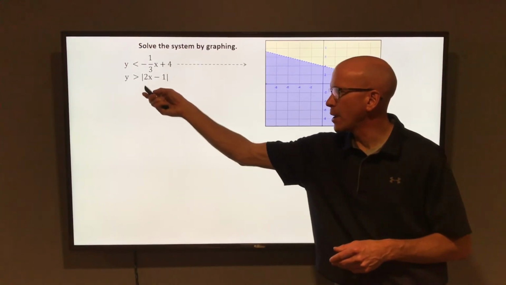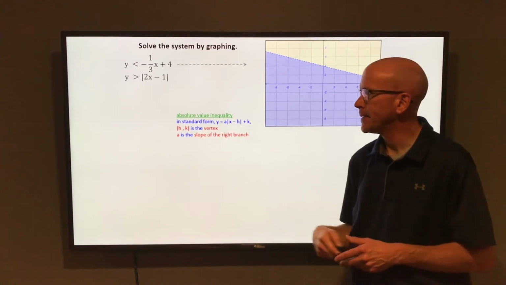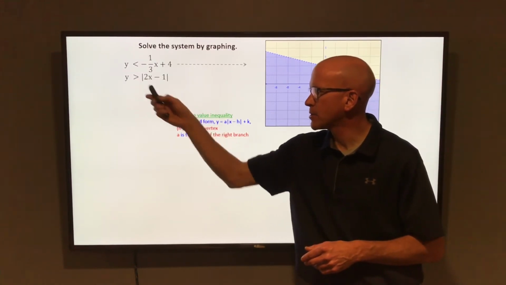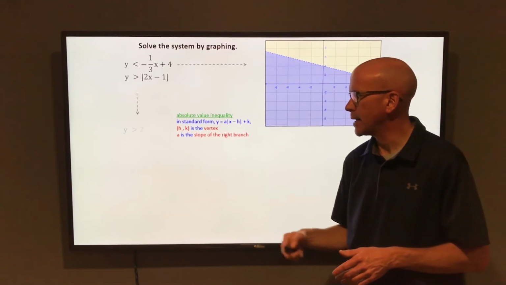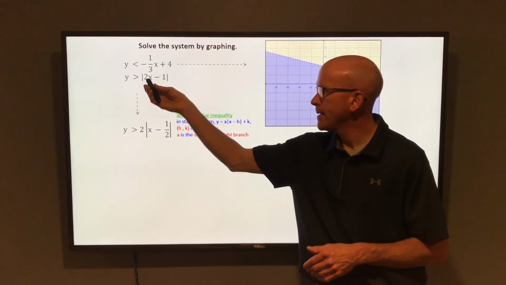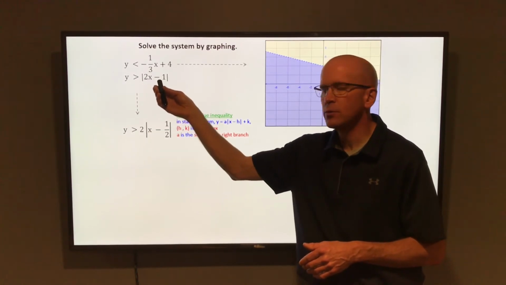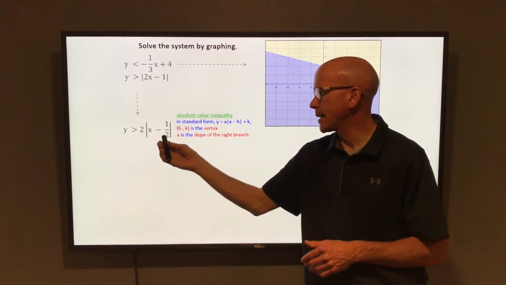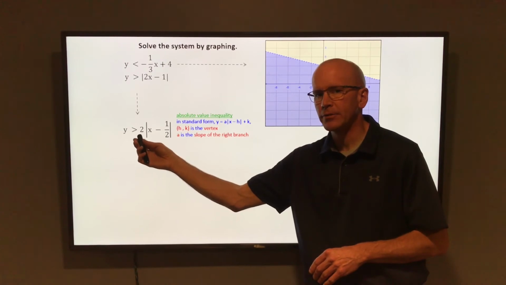For y is greater than the absolute value of 2x minus 1, that is an absolute value inequality. First thing you need to do is factor a 2 out. So that would become y is greater than 2 times the absolute value of x minus 1/2. So we're factoring a 2 out of that. When you factor 2 out of 2x, that is just x. When you factor 2 out of -1, that would be -1/2. So put the 2 on the outside so that you can see the slope of the right branch.